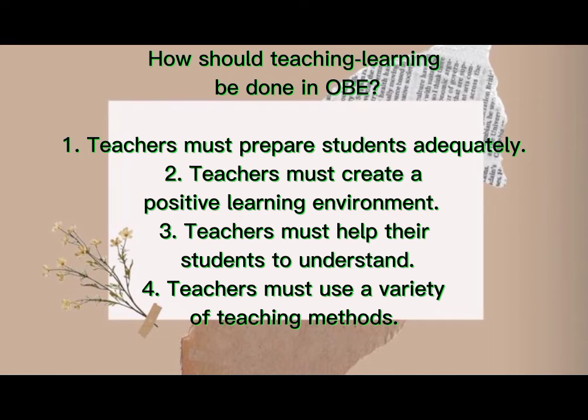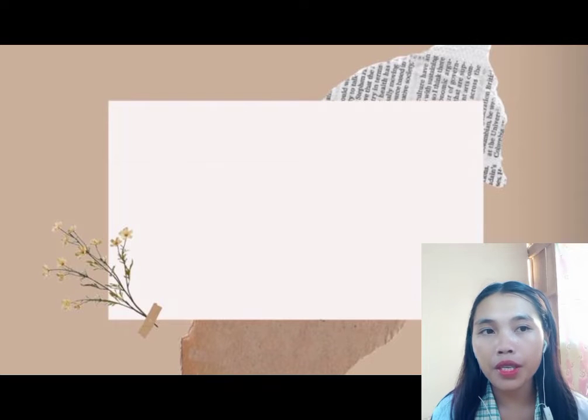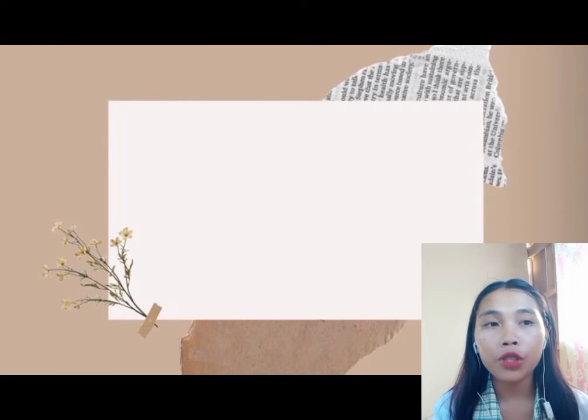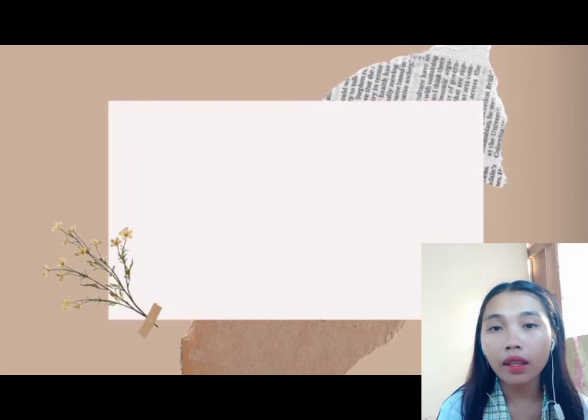How should teaching and learning be done in OBE? First, teachers must prepare students adequately. Second, teachers must create a positive learning environment. Third, teachers must help the students to understand. And fourth, teachers must use a variety of teaching methods. All of these strategies are very important because as future educators, we need to apply our best strategies so that our students understand easily and well.